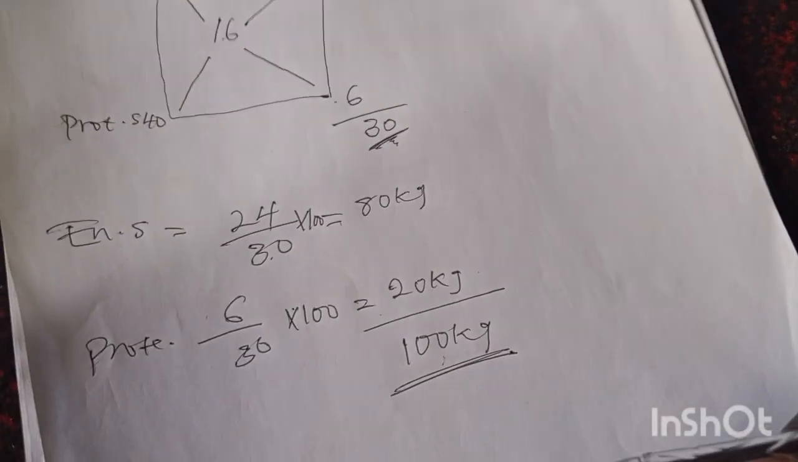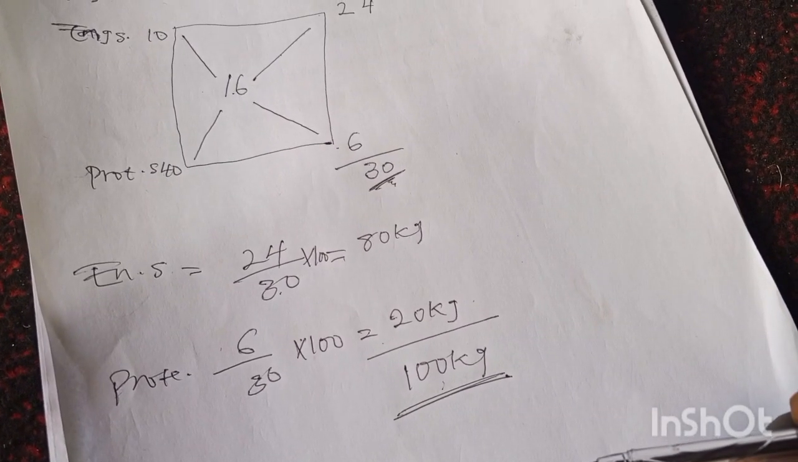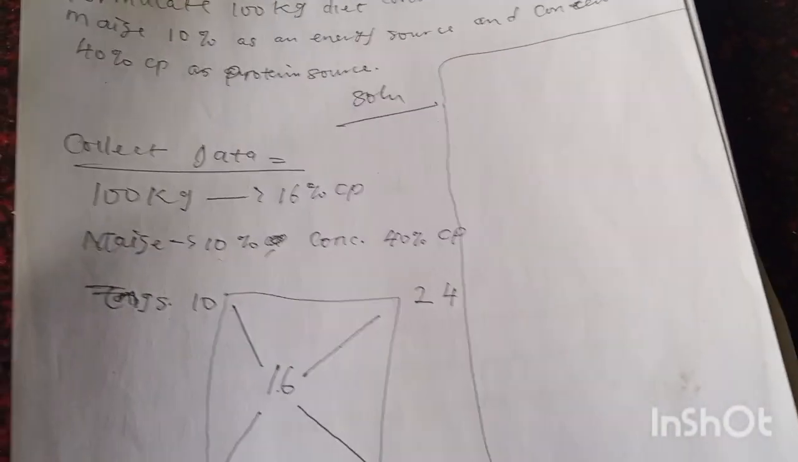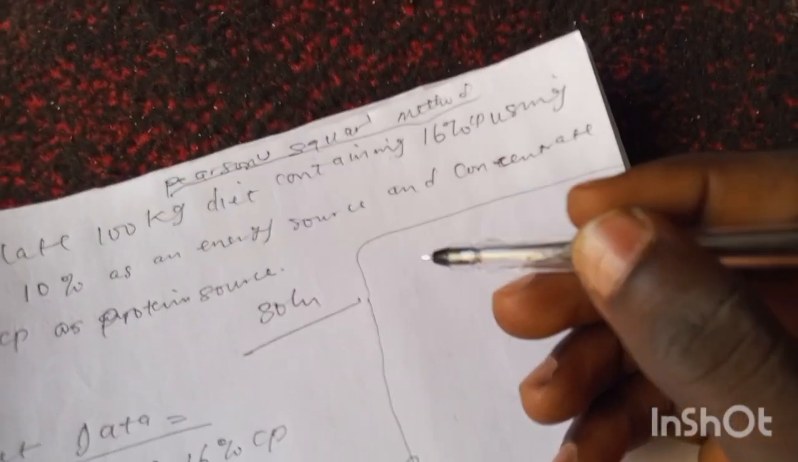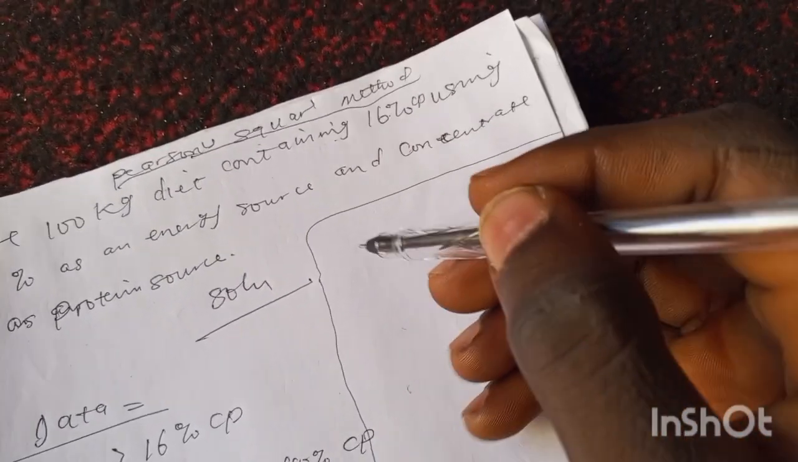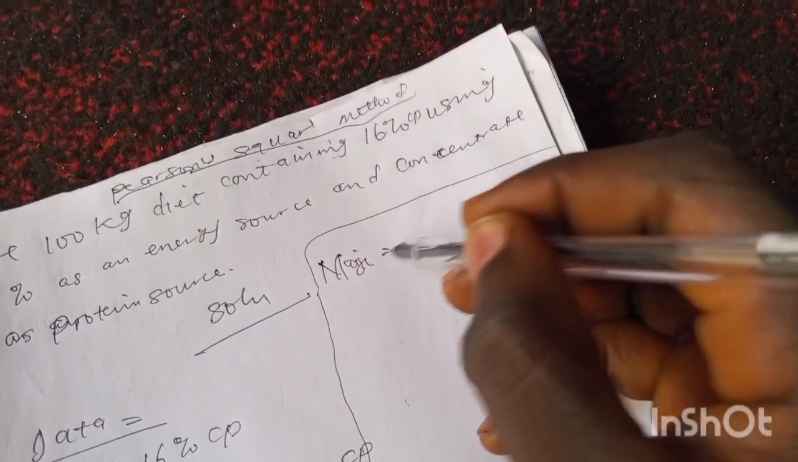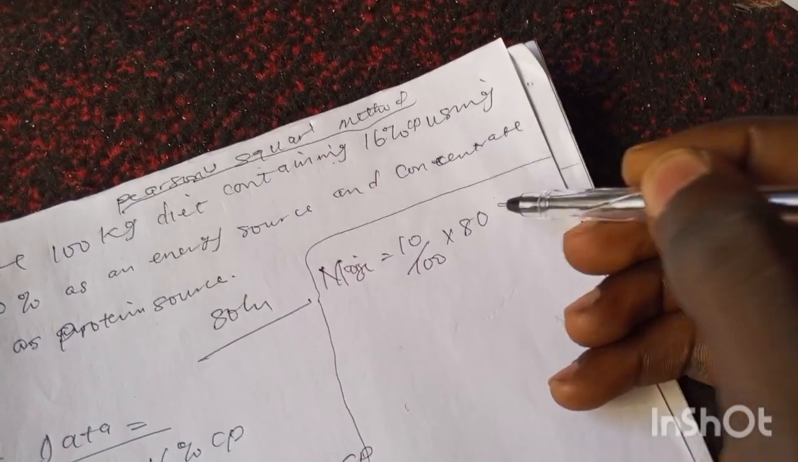So the next thing we are going to do is calculate for the CP. Let me draw a line here so that we use this place to calculate for the CP. In calculating for the CP, unlike the trial and error method, this one is very, very simple. We have just two ingredients. We have maize here, which is 10 divided by 100 times 80.